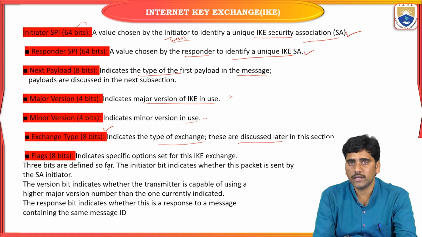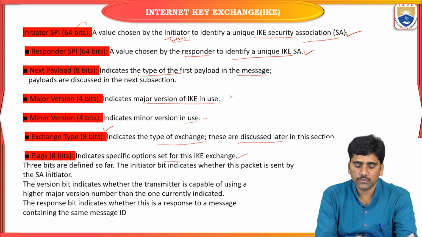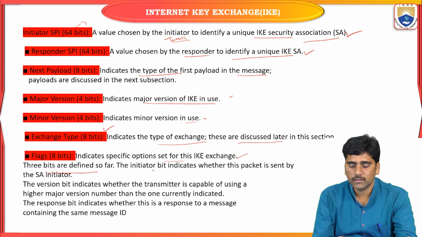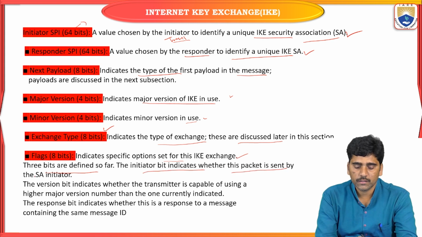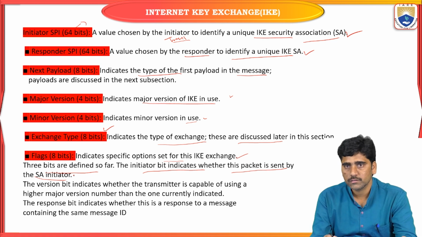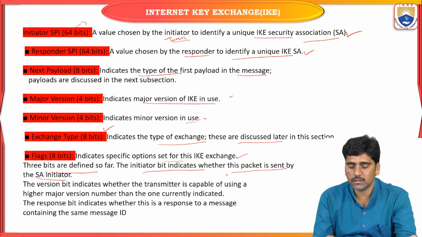Flags is an 8-bit field. It indicates the specific options set for this IKE exchange. So 3 bits are defined so far. The initiator bit indicates whether the packet is sent by the SA initiator or not. That means whether it is the original transmitter or not.